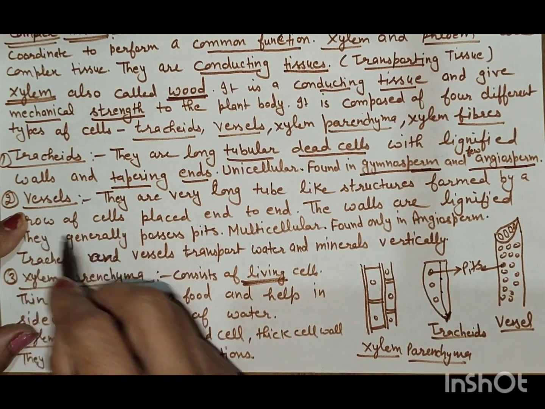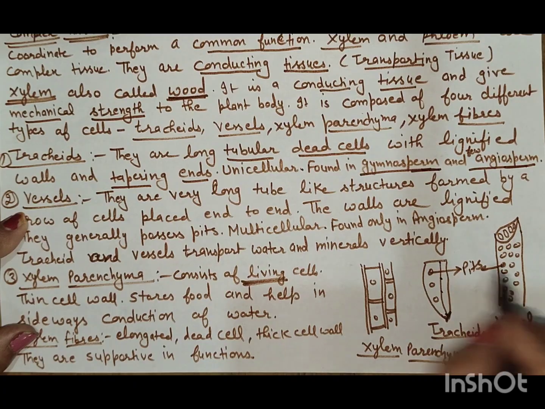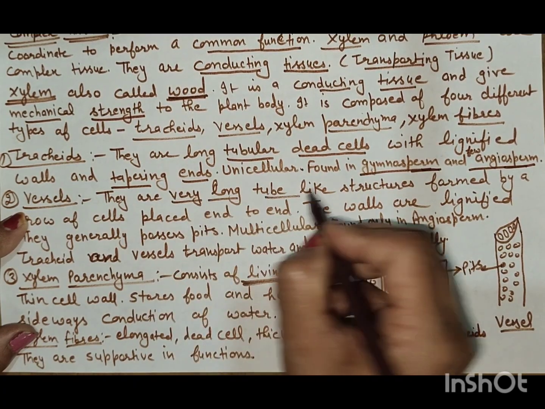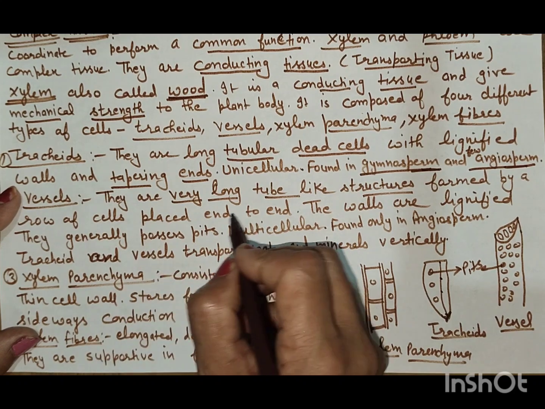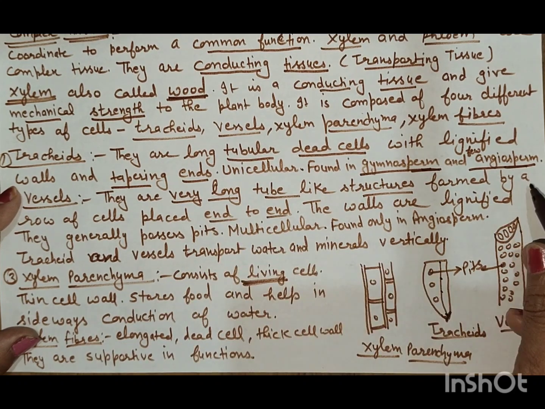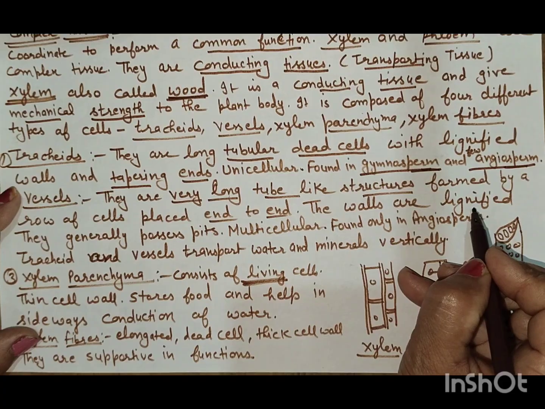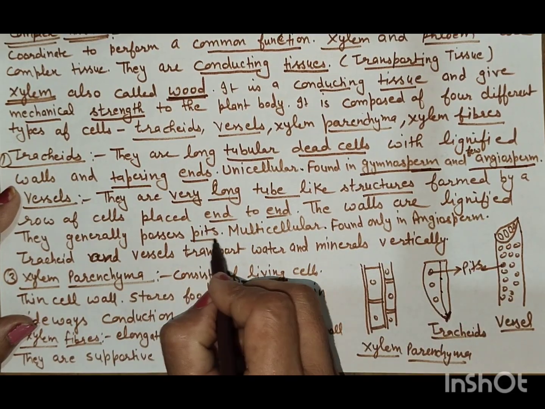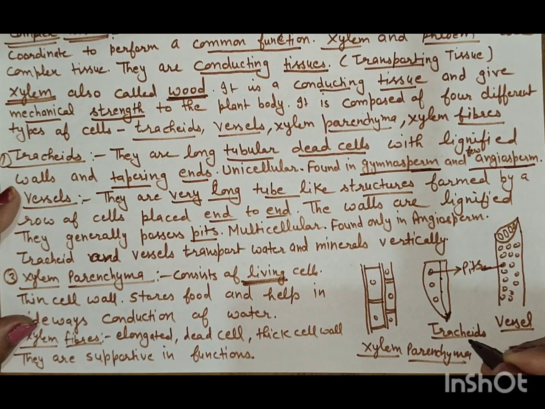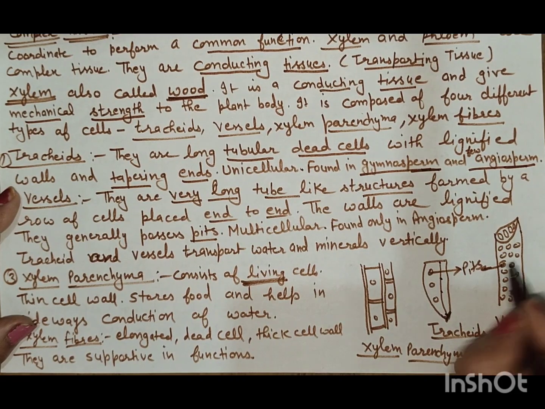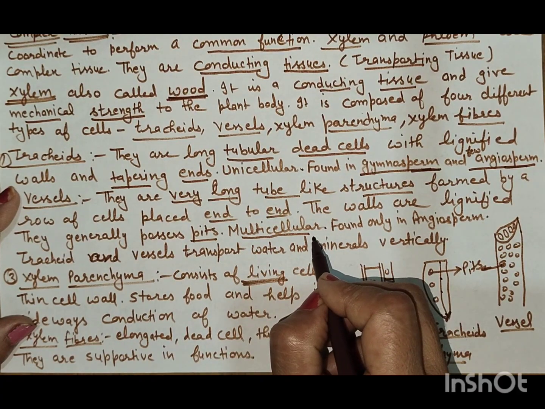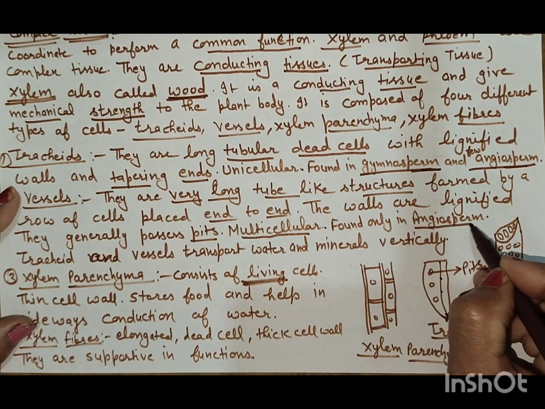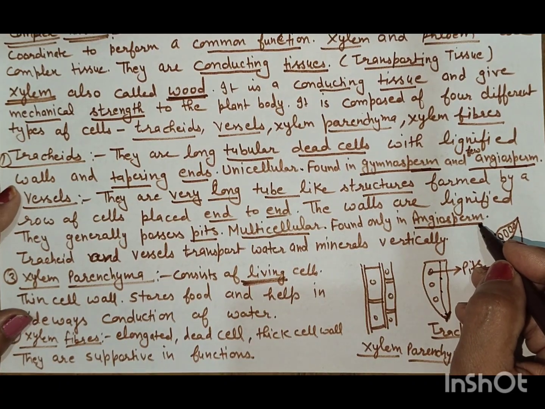Vessels. They are very long tube-like structures formed by a row of cells placed end to end. The walls are lignified. They generally possess pits. Pits are present in both tracheids and vessels, and pits are small hole-like structures. Vessels are multicellular and found only in angiosperms, or flowering plants.